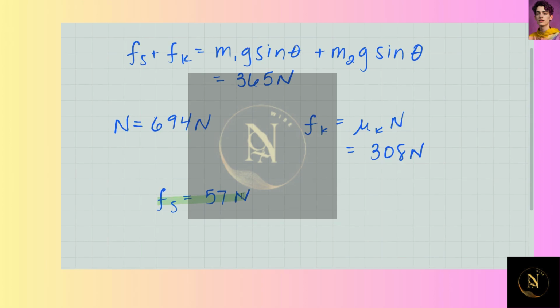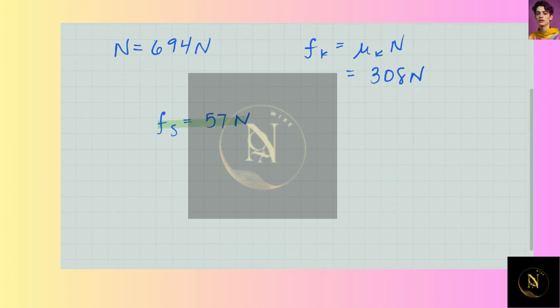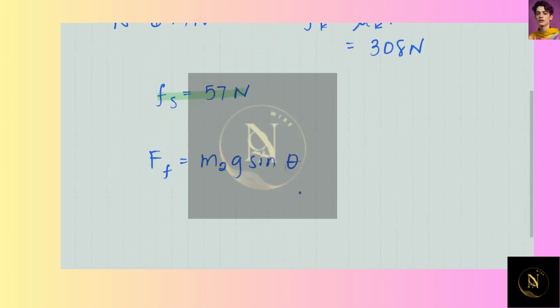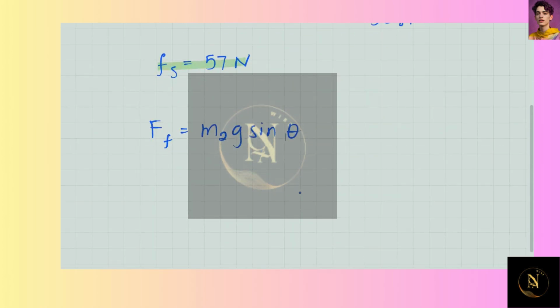Part B, we need the magnitude and the direction of the frictional force. So the total force due to friction is equal to m2g sine of theta, since that is what we are overcoming, looking back at our figure. Which is equal to 146 newtons. And it needs to be going upwards.